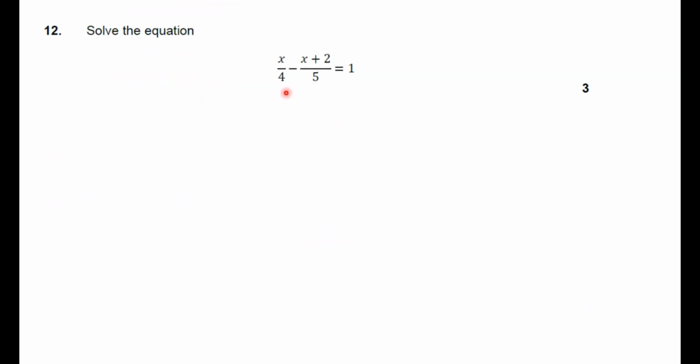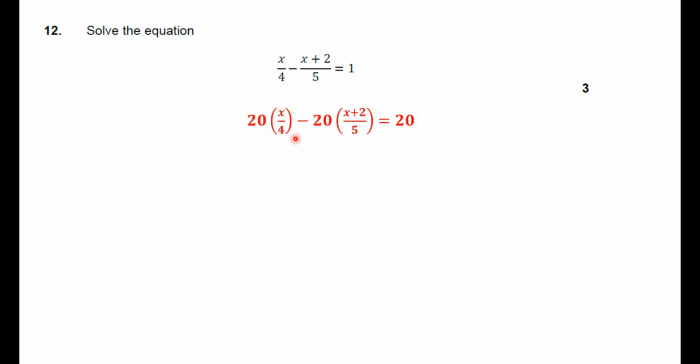We want to solve this equation that has 2 fractions, quarters and fifths. We must get rid of these fractions, and the best way to do it is to multiply by 20, which is 4 times 5. So multiply everything by 20 and you get this. 20 times the first one, take away 20 times the second fraction equals 20 times 1. Don't forget 20 times 1 is 20.